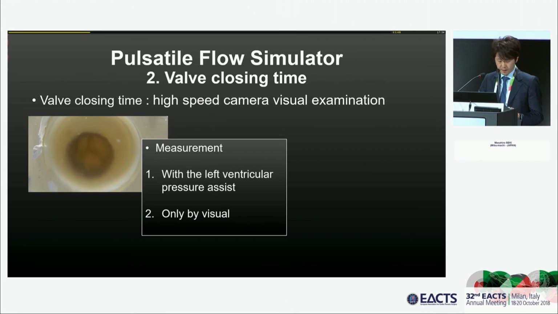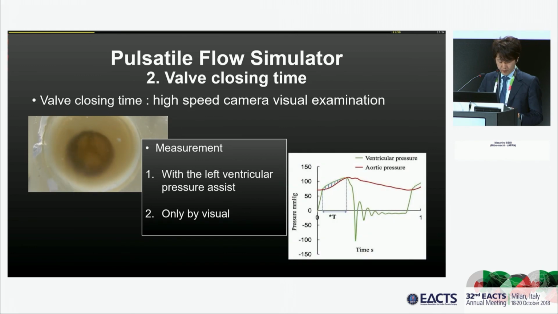Second, the valve closing time was assessed with the high-speed camera in 2 ways: 1, with the left ventricle pressure assist, and 2, only by visual. Ventricular pressure drop was considered to be the beginning of the valve closure sequence in the former.